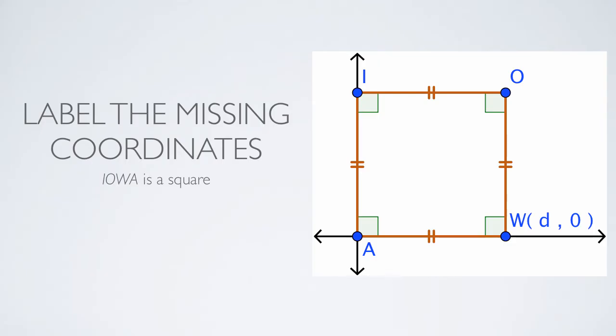Here we have a few more examples. Label the missing coordinates. Let's say this quadrilateral, IOWA, is a square, and the only information we have is that point W is (d, 0). Well, I know that that length must be d units because the x-coordinate of W is d, which means because all sides are congruent, point I is at (0, d), and likewise O is at (d, d).